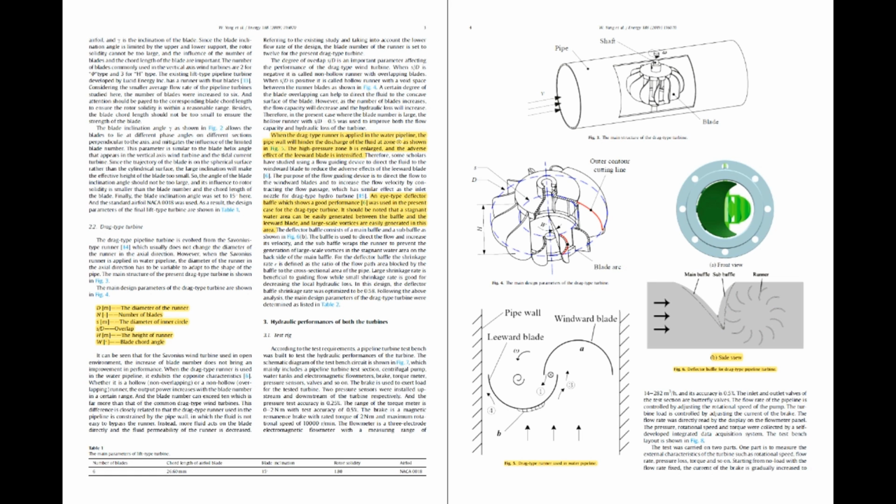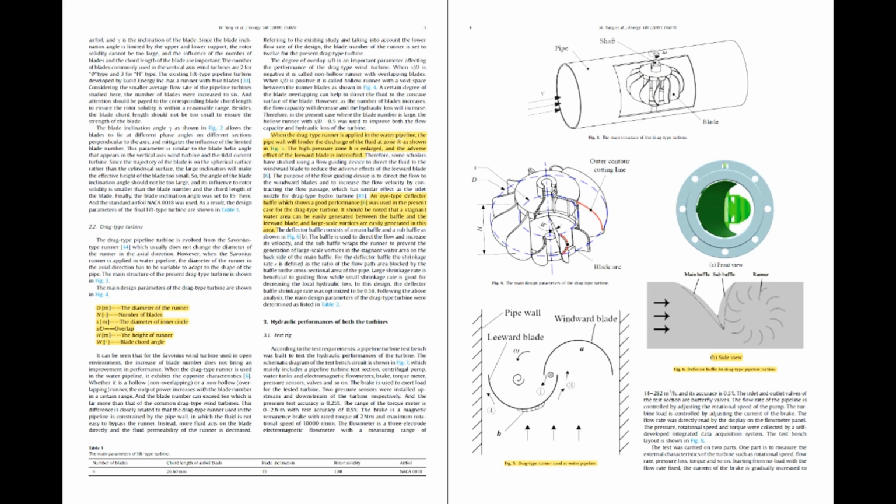Now coming to the drag type turbine, it is derived from the Savonius turbine, which has constant diameter along the axial direction. The primary design parameters for the same are listed here. The pipe wall prevents the fluid from being discharged at zone 4 in figure 5 when the drag type runner is used in a water pipeline. The levered blade's negative impact is amplified and the high pressure zone B is expanded.